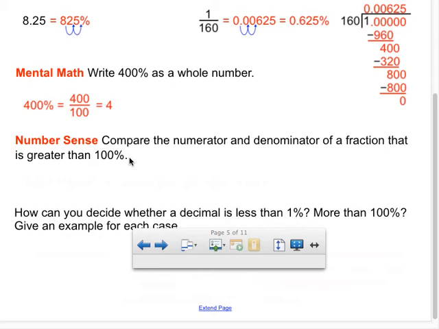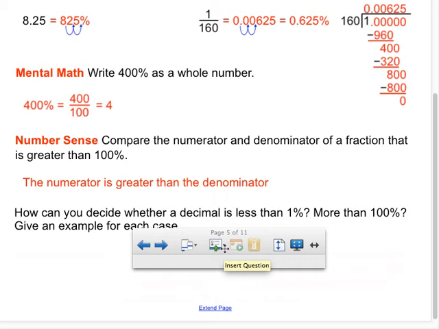Oren? Right, the numerator is going to be greater than the denominator. Okay? So I'm trying to get you guys to see how things are connected here. Do we understand? All right.